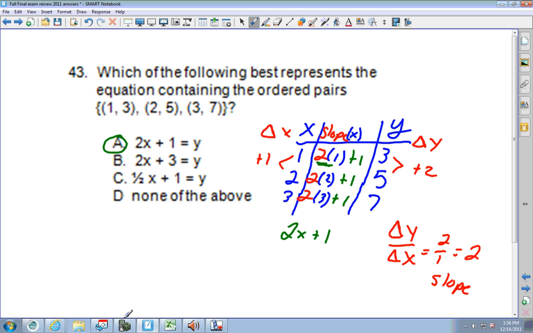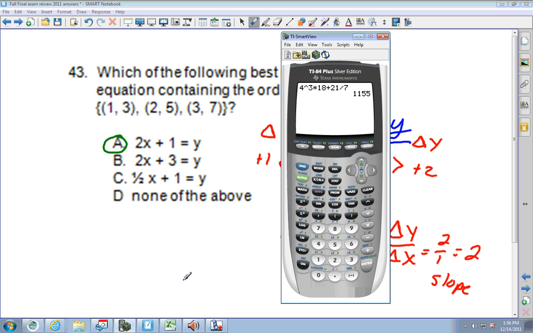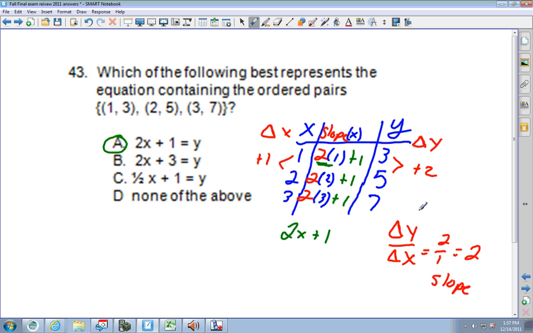Now, the other way you can do this is to go in your calculator, go into y equals, and put in 2x plus 1. Let me clear my memory. Take A, and then go second graph, and see if these points are in there. 1, 3, yes, it's in there. 2, 5, sure is. 3, 7. So you could do it that way. You could just put it in the calculator and you wouldn't actually have to do all of this right here.